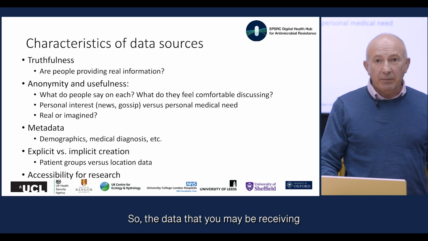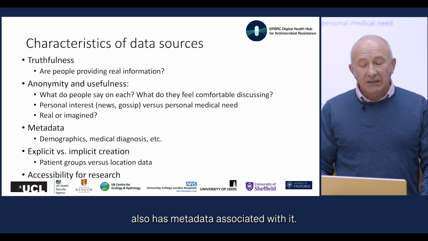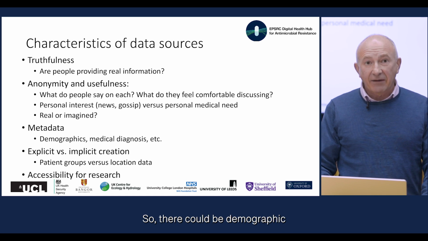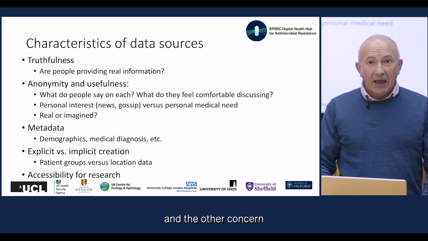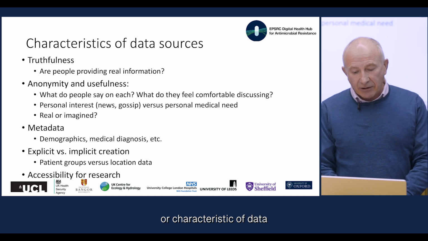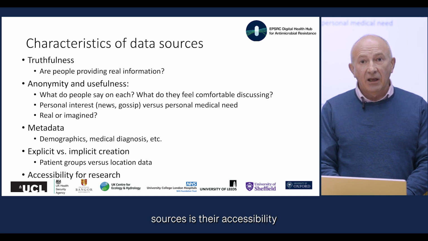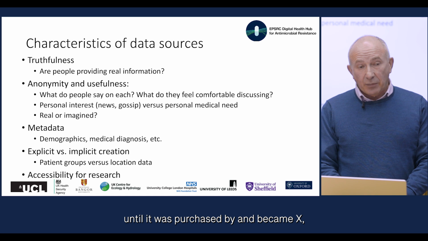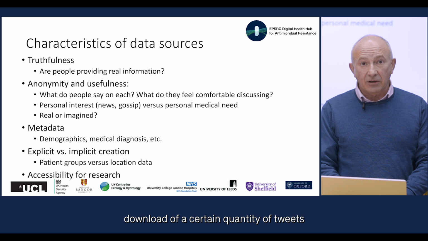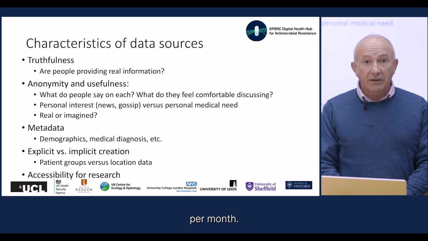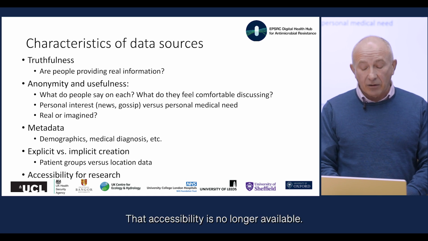The data that you may be receiving also has metadata associated with it. So there could be demographic data, location data, medical diagnosis, etc. We've talked about implicit creation, and the other characteristic of data sources is their accessibility for research. And that accessibility may change over time. For example, Twitter, until it was purchased by and became X, had an academic API that allowed free download of a certain quantity of tweets per month. That accessibility is no longer available.